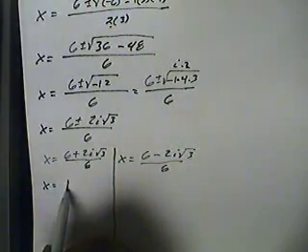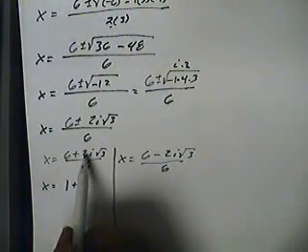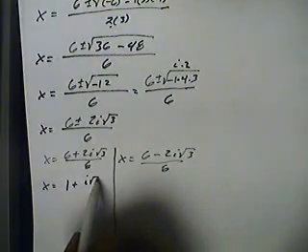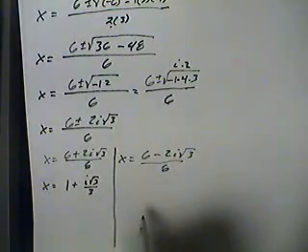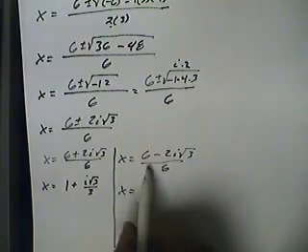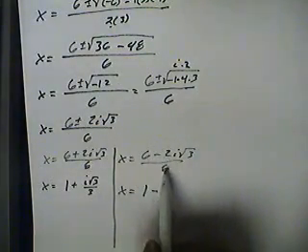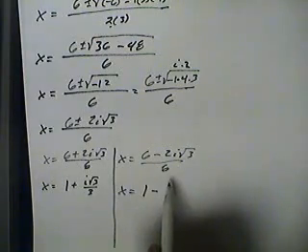6 over 6 simplifies down to a 1. But 2 over 6 simplifies down to 1/3. So what we have is 1 plus i square root of 3 all over 3. For the second one, 6 over 6 simplifies down to a 1, whereas -2 over 6 simplifies to a -1/3.